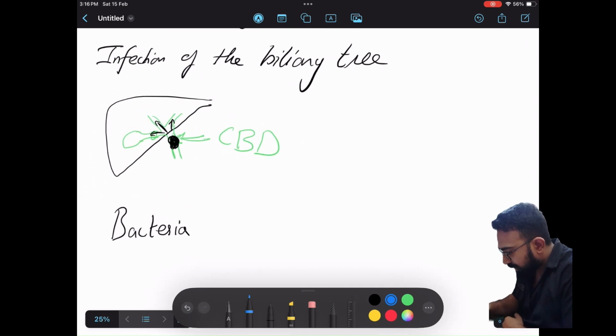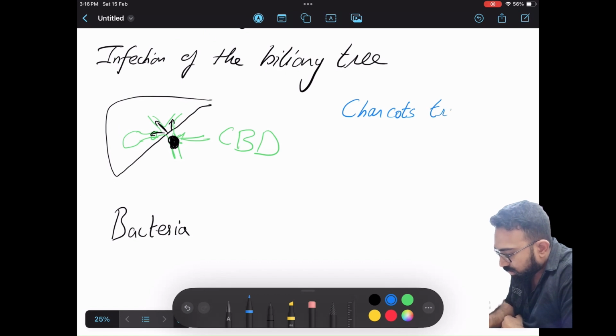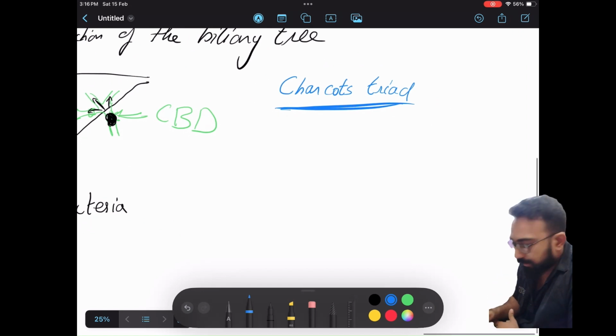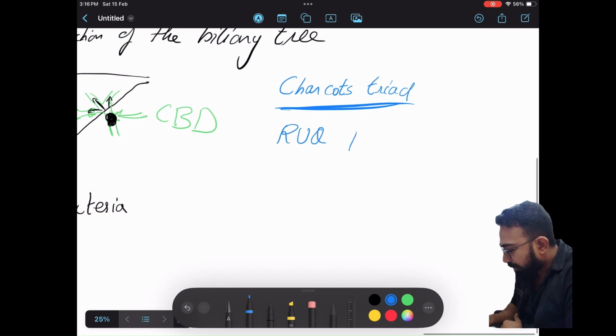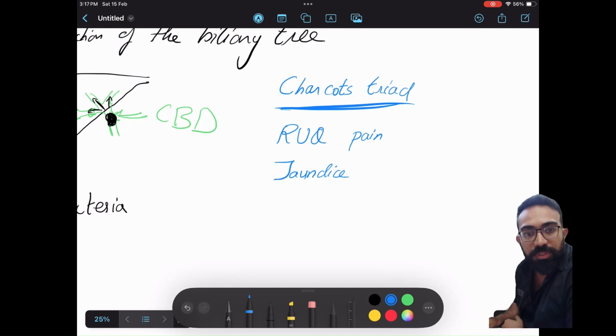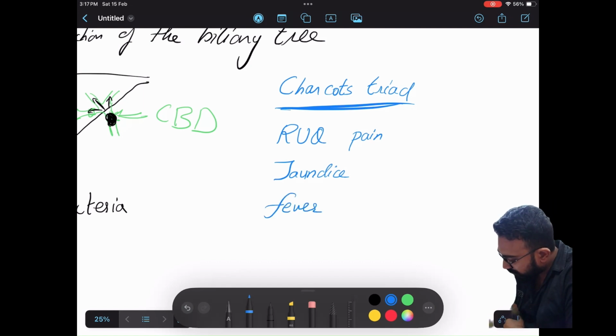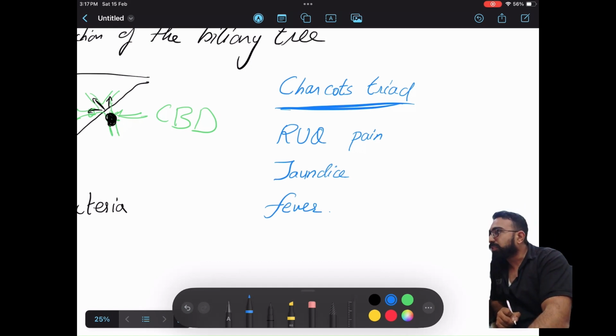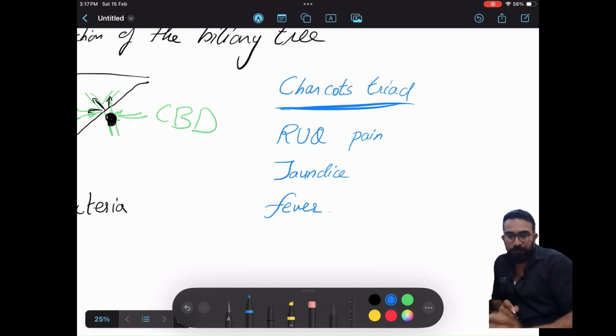Here you can never forget Charcot's triad. Now, what is this Charcot's triad? Charcot's triad is right upper quadrant pain, with jaundice, with fever. That is the Charcot's triad.